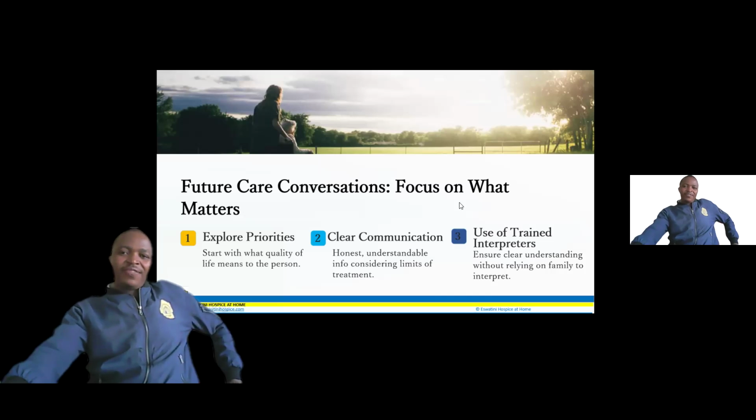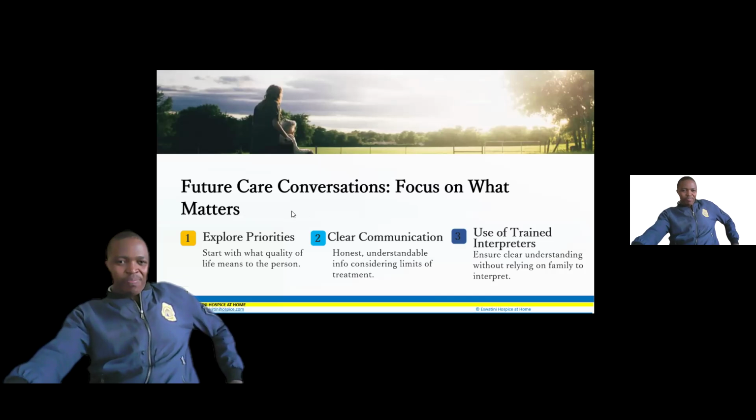So future care conversations focus on what matters. So how do you do this? First of all, to know what matters most to the patient, you need to explore the priorities of the patient. And we are not going to know the priorities without asking the patient what matters most to them at this point in time. So start with what quality of life means to the patient. So you ask them, what does quality of life mean to you? What brings value to you? What is of value to you at this point now? And then this helps you to explore the priorities.